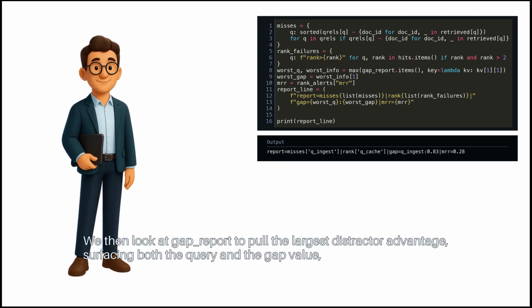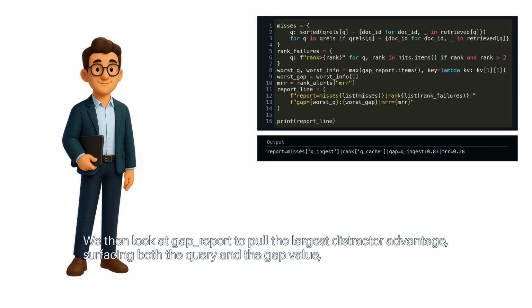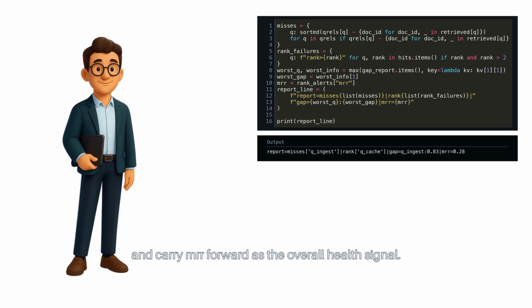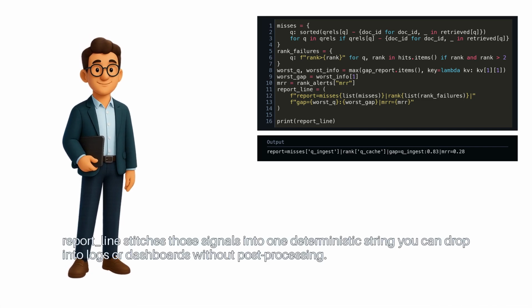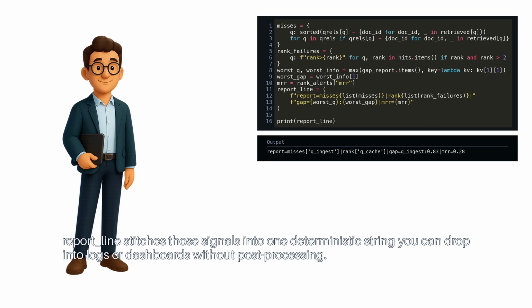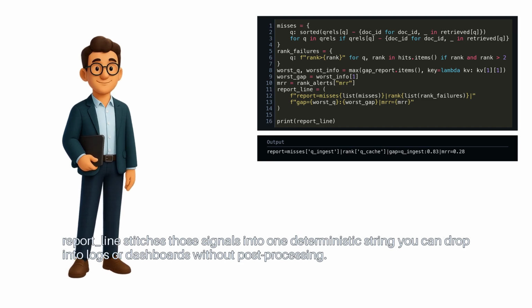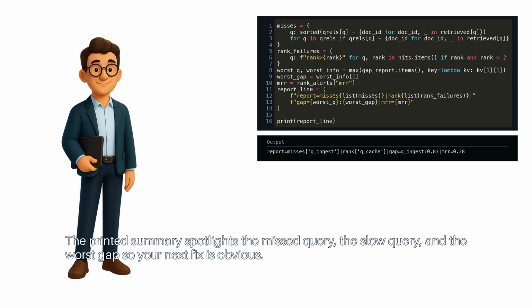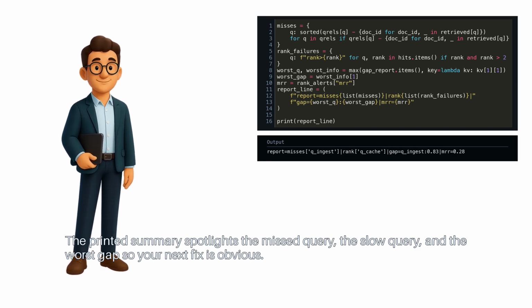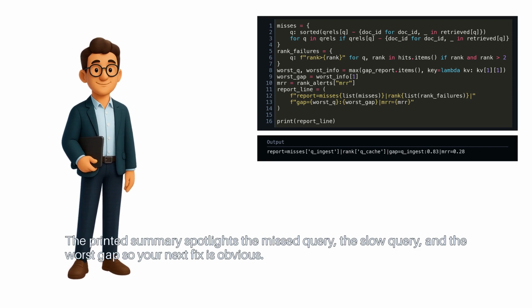We then look at gap report to pull the largest distractor advantage, surfacing both the query and the gap value, and carry MRR forward as the overall health signal. Report line stitches those signals into one deterministic string you can drop into logs or dashboards without post-processing. The printed summary spotlights the missed query, the slow query, and the worst gap, so your next fix is obvious.